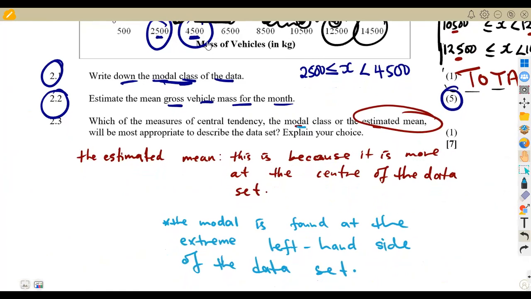So let us try to revise as many questions as we can in preparation for our examinations. It is very best that we revise as much as we can.